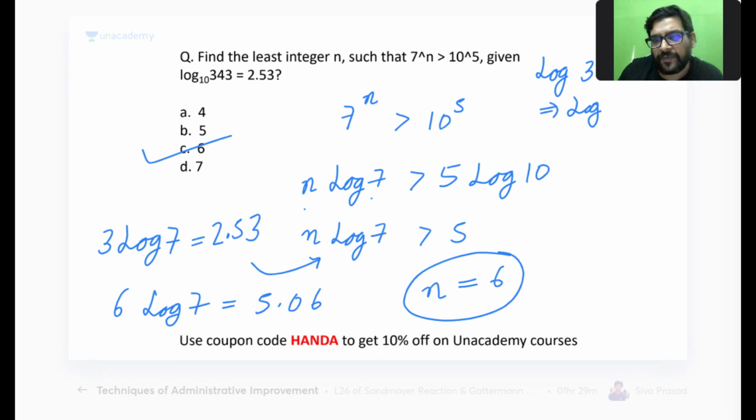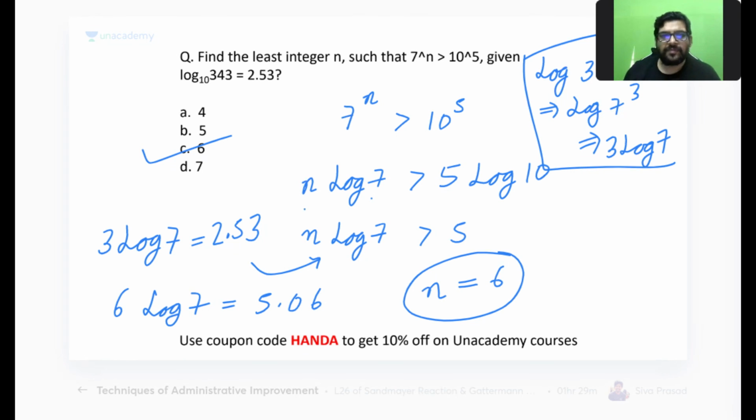343 is log of 7 cube. So this is 3 log 7. Is that okay, Tanu? Is that what you were asking, Tanu?